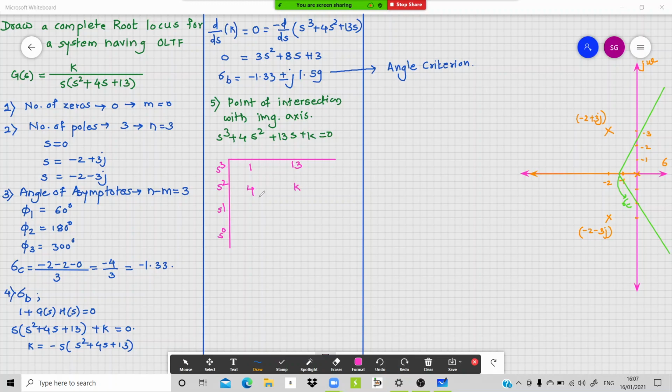52 minus k divided by 4, and divided by this, so it is going to be k. Aap check karo.